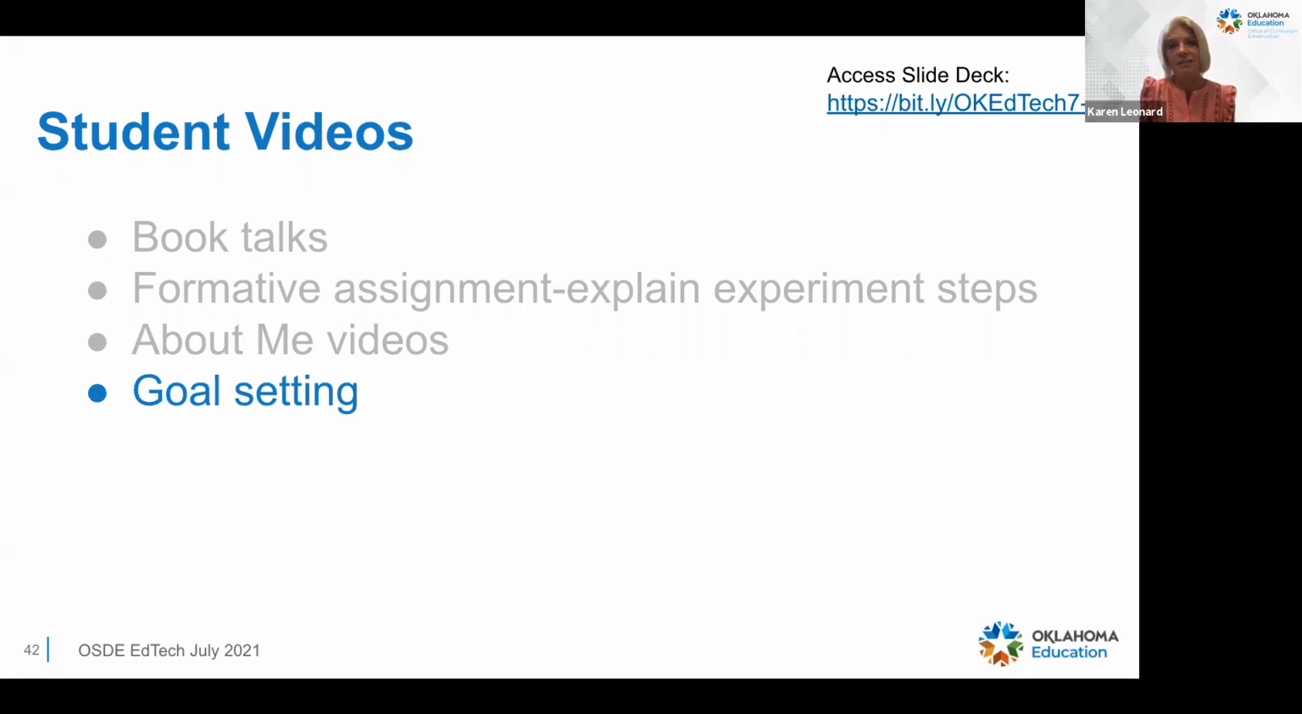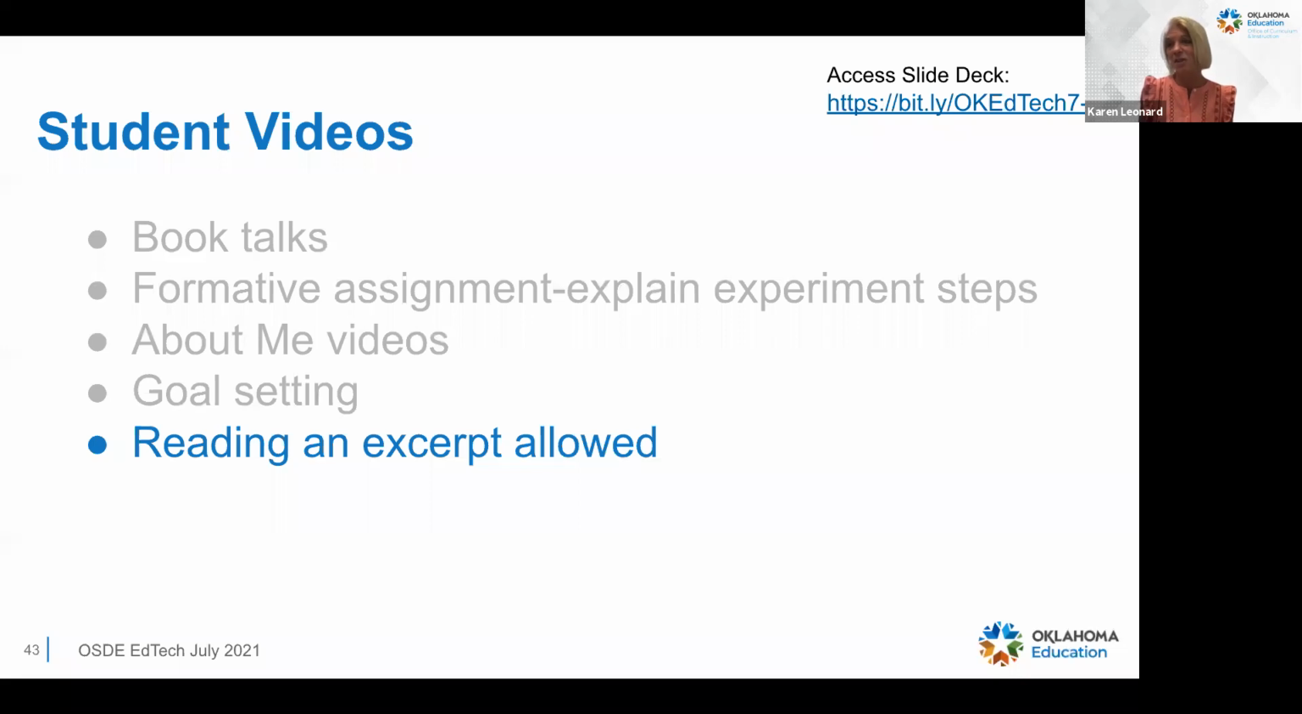Because so many times, those are some of those executive functioning skills that we can teach students how to be successful. It allows them to set their goals, and maybe even another video or writing where they're actually reflecting upon their goals. Did they meet those goals or not?